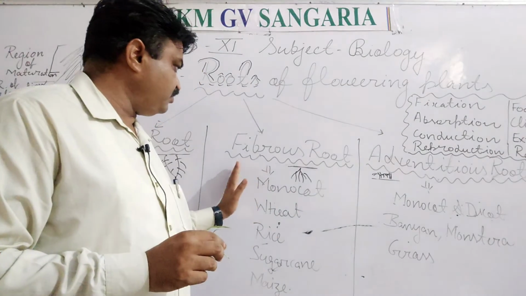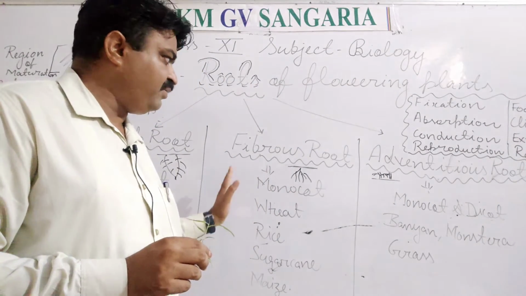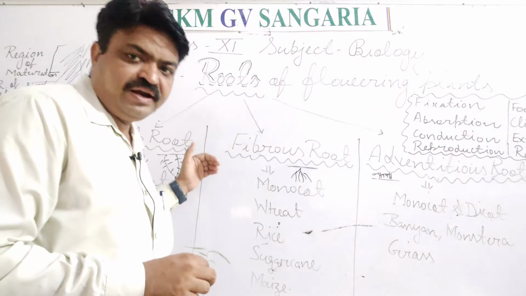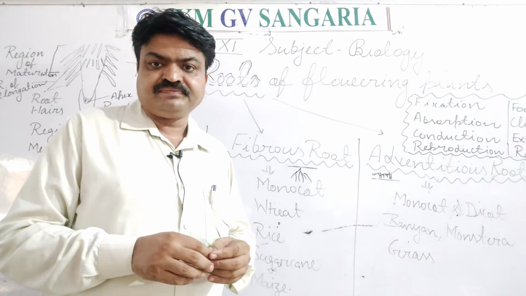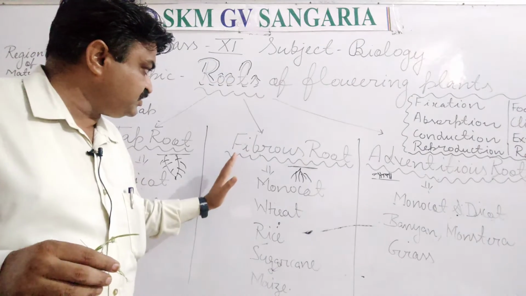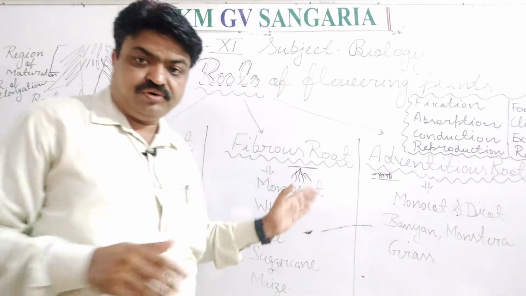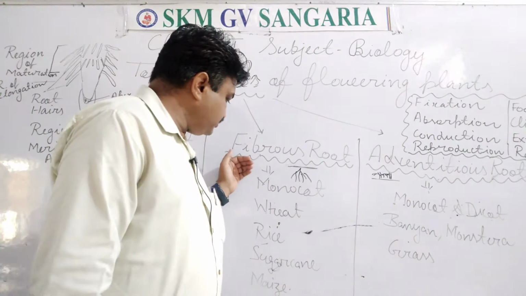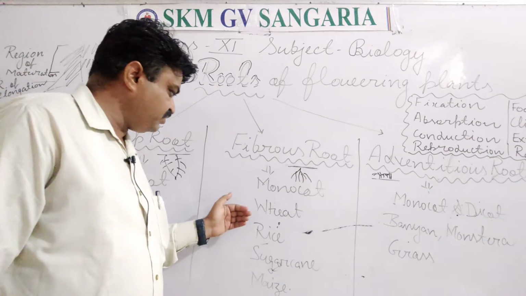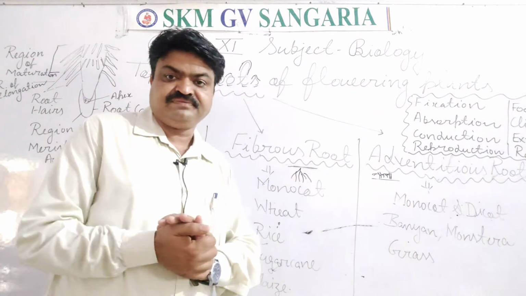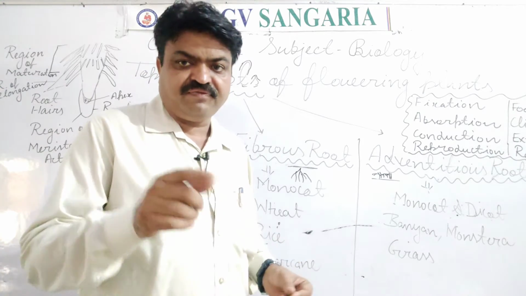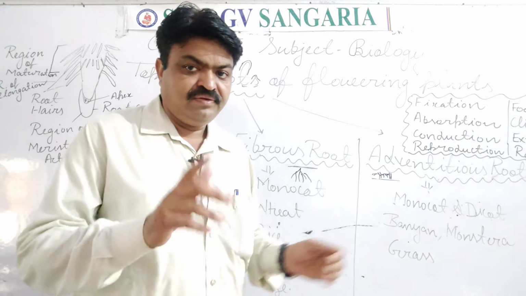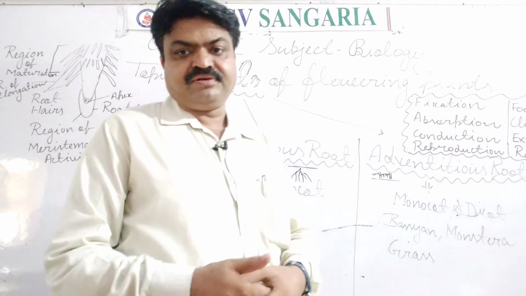The fibrous root is not found deep in the ground, but the taproot is found deep in the ground. Fibrous root is found in monocot plants, but taproot is found in dicot plants. Fibrous root is found in monocot plants like wheat, rice, sugarcane and maize. In these plants, which root is found? Fibrous roots are found, fiber-like roots. Next is the adventitious root.